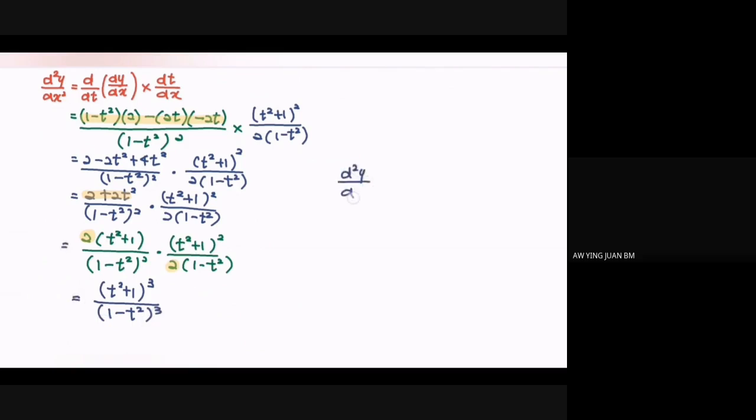So we will have 2 bracket t squared plus 1 over 1 minus t squared power of 2 multiply with t squared plus 1 power of 2 over 2 bracket 1 minus t squared. So in here we notice that we have common terms, so we can simplify. And then we have t squared plus 1 to the power of 3 over 1 minus t squared to the power of 3 as well. So finally, for the second derivative, we can express our answer as t squared plus 1 over 1 minus t squared to the power of 3.